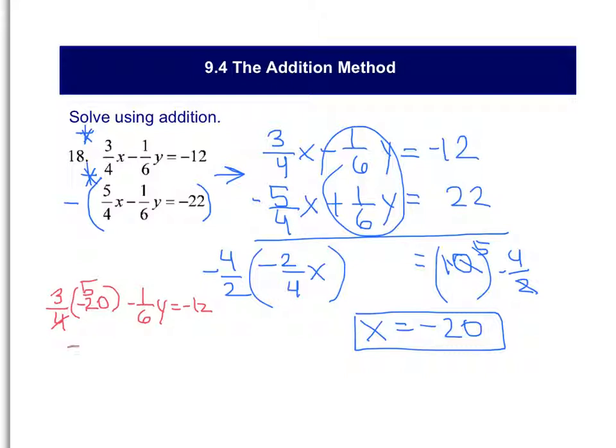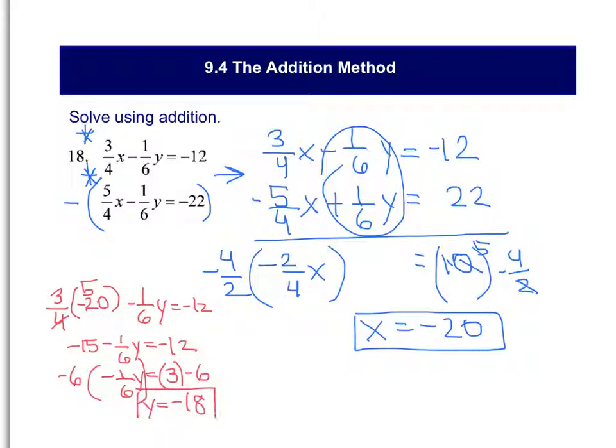And so now I have negative 15 minus 1/6 y is equal to negative 12. So I add 15, negative 1/6 y is 3, multiplied by the reciprocal, so negative 6, so y equals negative 18. So there is my solution, negative 20, negative 18. So pause the video if you need more time to copy this example down.